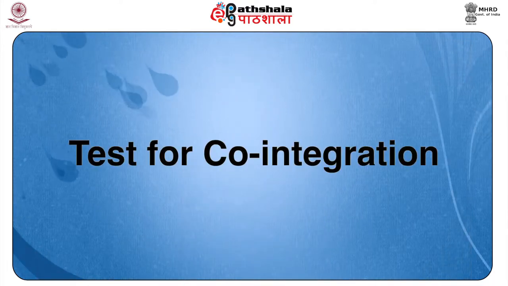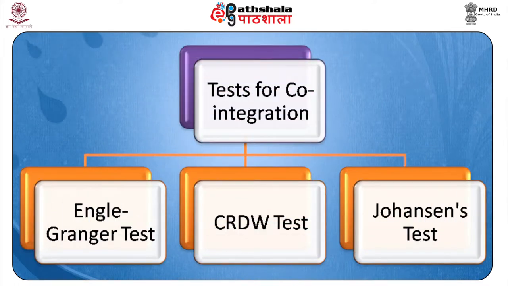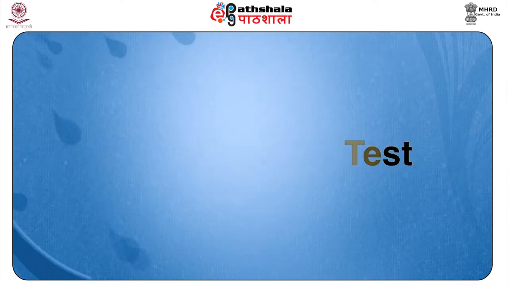Let us now try to explore the tests for cointegration. We have different tests for cointegration known as the Engle-Granger test, the CRDW test, and Johansen's test, which are briefly summarized in our figure 1. Let us discuss them in detail one by one. The first test which we are going to discuss is the Engle-Granger test. As the name suggests, the test was formulated by Engle and Granger in 1981 using the following formulations.